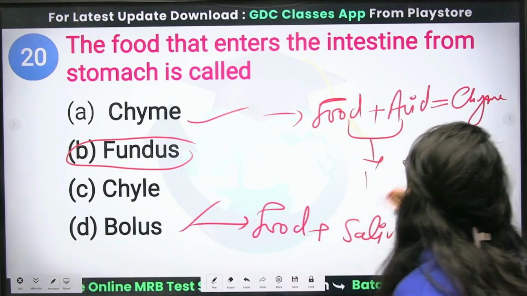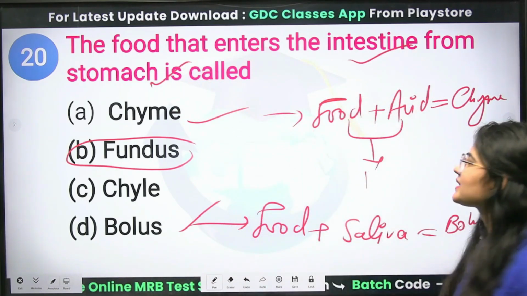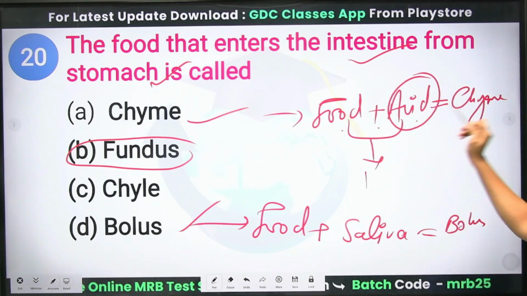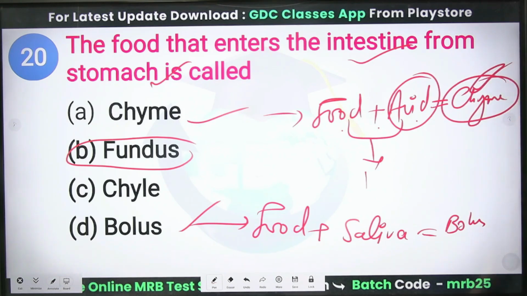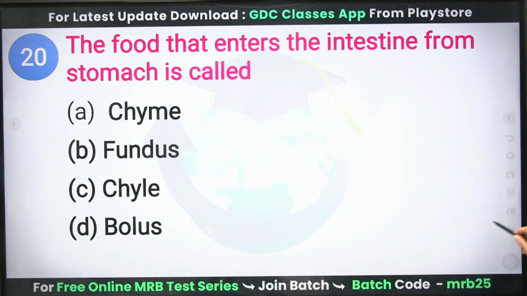Clear? But the question is, when your food enters from the stomach to your intestine. So this is the stomach, which contains your acid part. So bolus plus acid is your chyme. The correct answer is chyme. Clear? Okay. Next question.